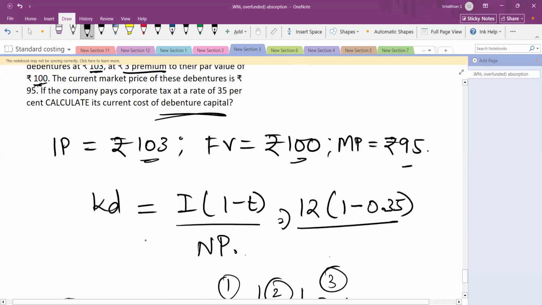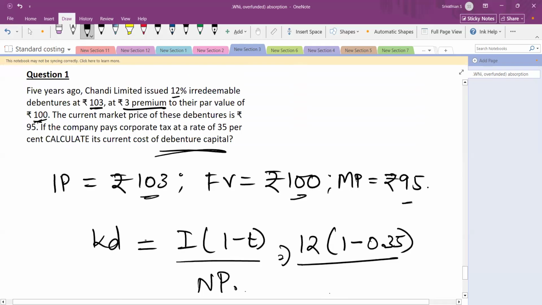Now, in this question, is the debenture an existing issue or a new issue? Obviously, it is an existing issue. Why? Because the question clearly says 5 years ago, Chandi Limited issued 12% debentures. So it is an existing issue. So the current market price is the relevant figure. So 95 rupees should be taken.